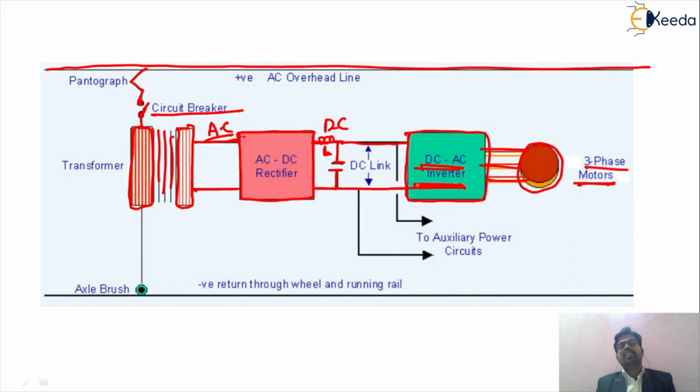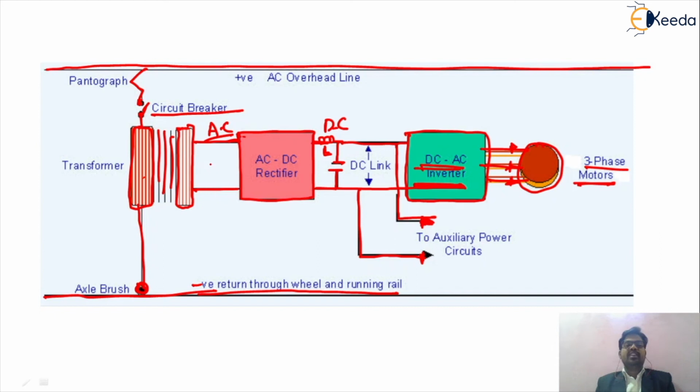In that particular inverter, we are using different types of power electronic devices, called thyristors, and while we change the firing angle of these thyristors, we can control the speed of that particular motor. So this is the strategy. And from the DC link, we are connecting some auxiliary circuits which require some power, and this is the negative return through the wheel and running rail. These wheels are rotating on that platform, and this is an axle brush that we are connecting basically for the transformer circuit. So friends, this is the AC induction motor control by means of the inverter circuit.